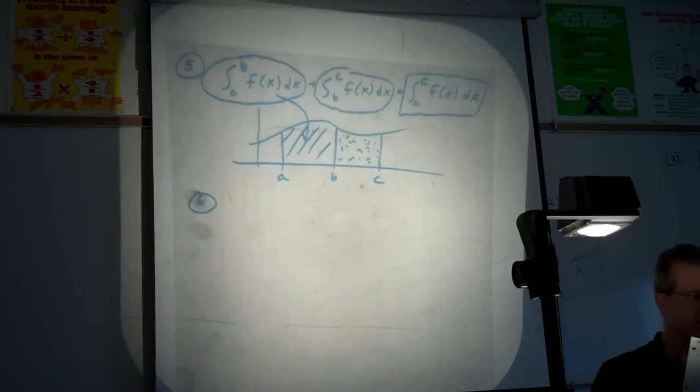All right, flip to the back side. Min-max inequality on the back of your paper. If max of f and min of f are the maximum and minimum values of f on [a, b], then min of f times (b minus a) is less than or equal to the integral, which is less than or equal to the max of f times (b minus a).